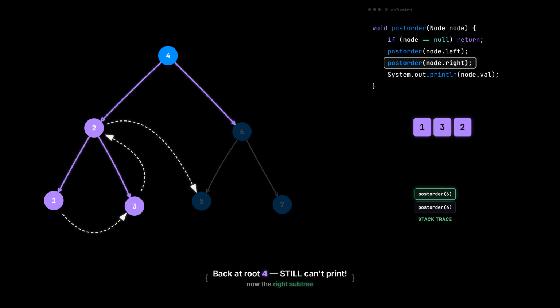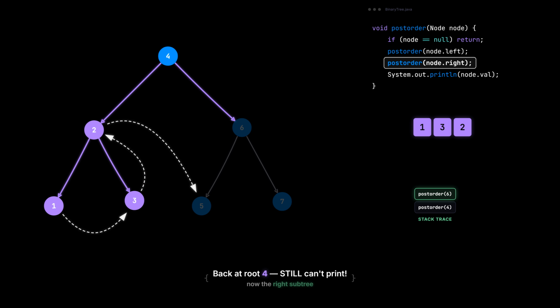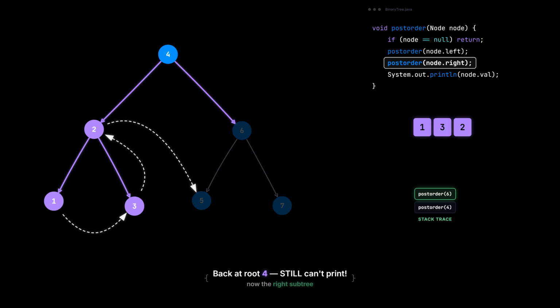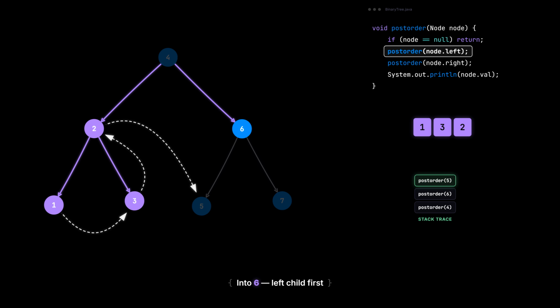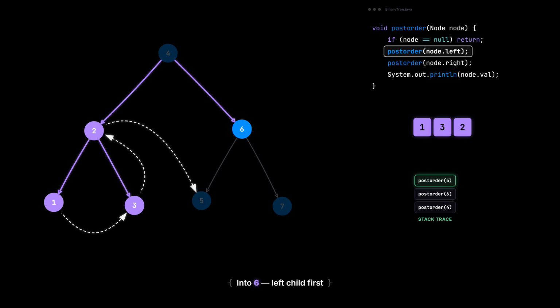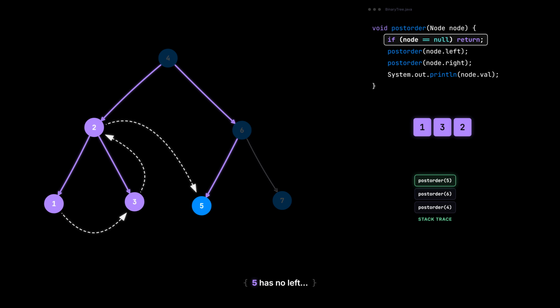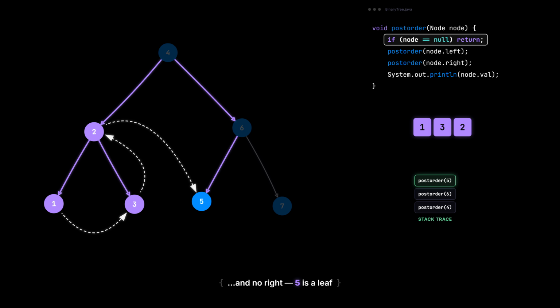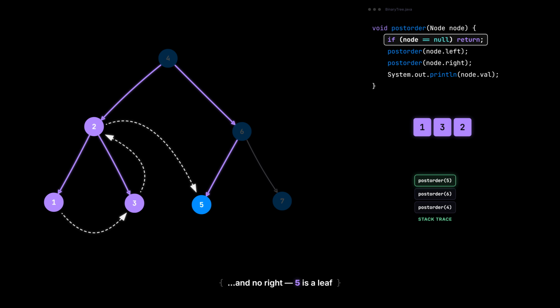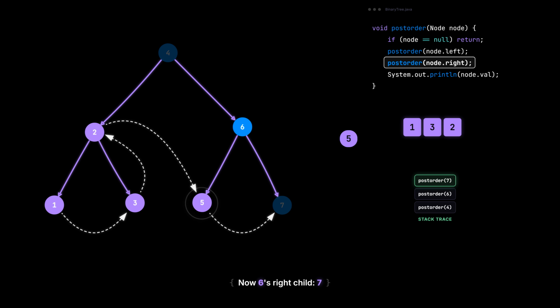But see, 4 still cannot print. The right side is left. So we go to 6. At 6, again go left first. We reach 5. 5 has no left child and no right also. Leaf node. So we print 5.